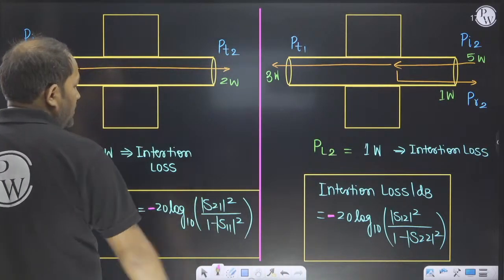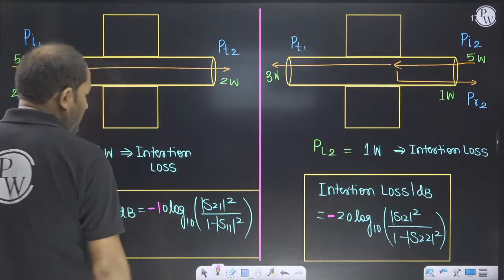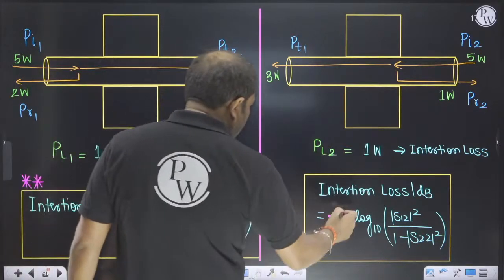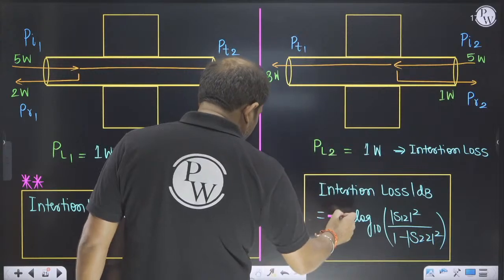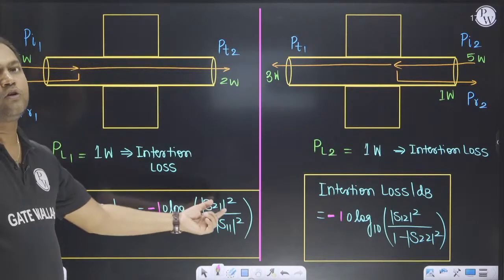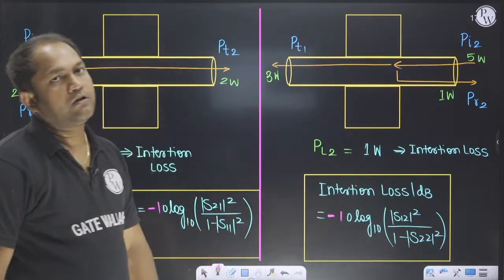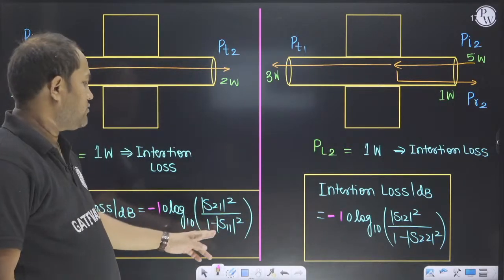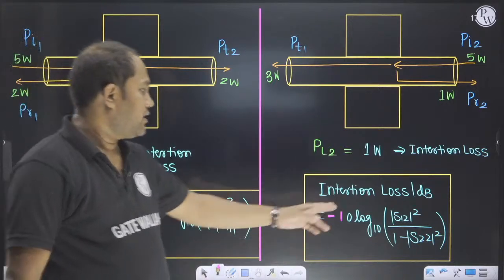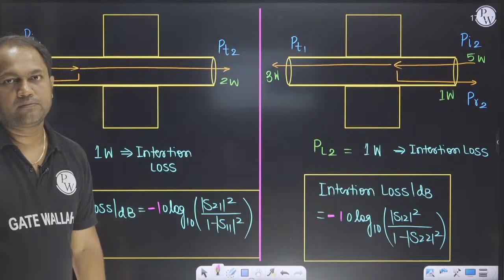Since it is square, it will be 10 log. Since it is a square, it is related with power, so it will be 10 log. This one is also 10 log. Then after S21 square over 1 minus S11 square, and S12 square over 1 minus S22 square, you will get the answer.